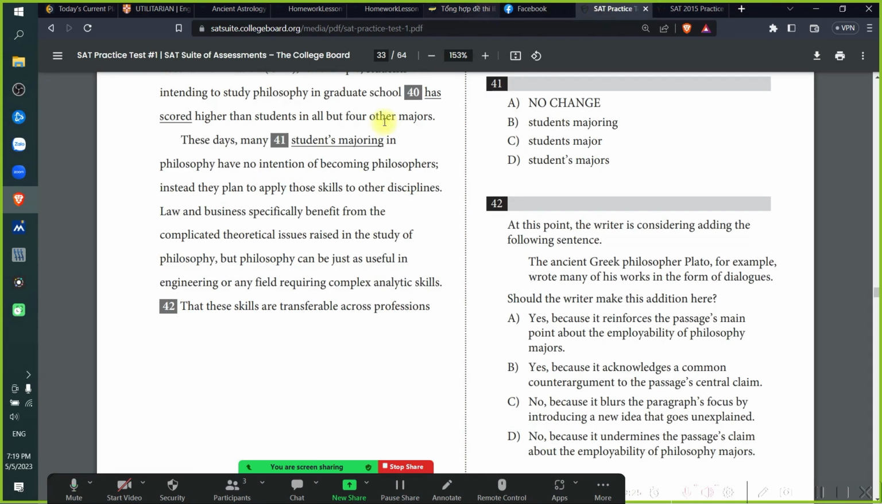Because here, look at this one. It talks about what? Law and business specifically benefit from the complicated theoretical issues raised in the study of philosophy, but philosophy can be as useful in engineering or any field requiring complex analytical skills.